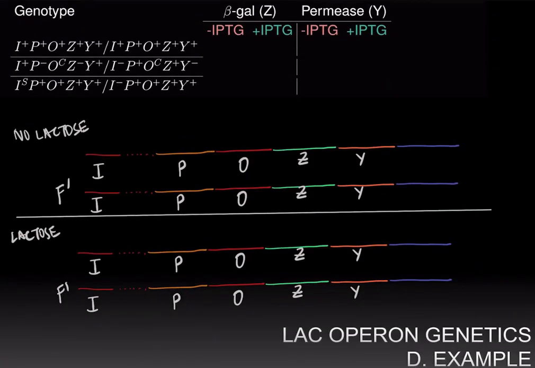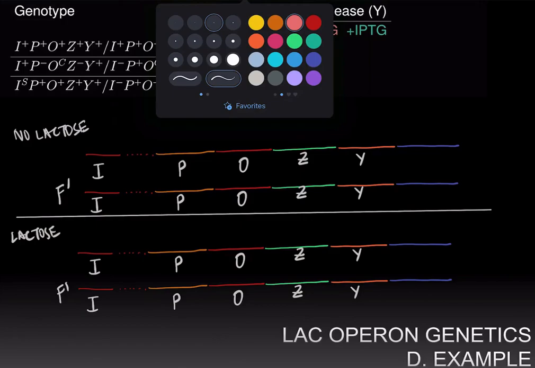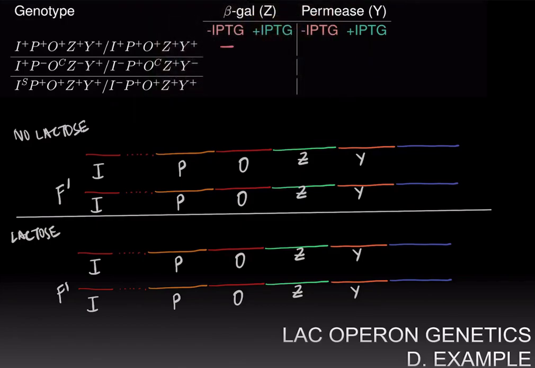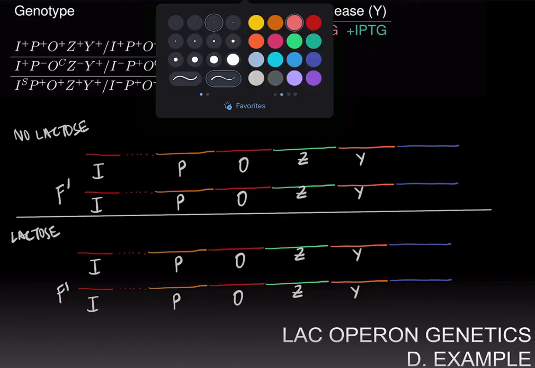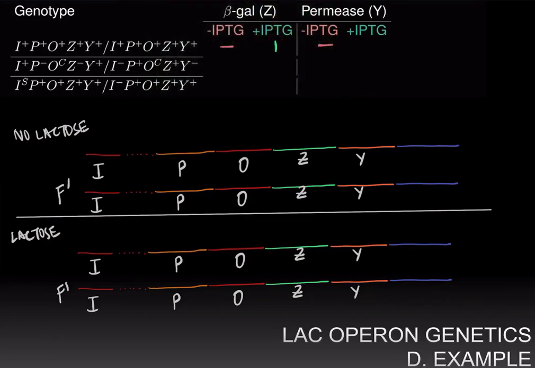And of course, the first genotype is just the wild type Lac Operon, and that will have inducible expression, which means it will not be expressed when you don't have lactose or when you don't have IPTG, and it will be expressed when you do have IPTG.